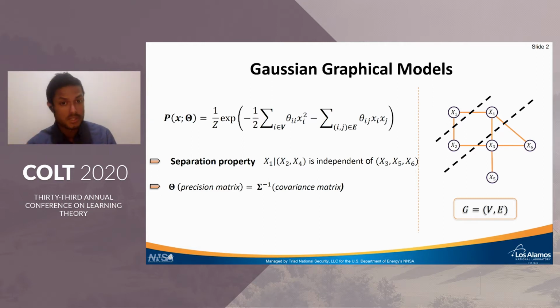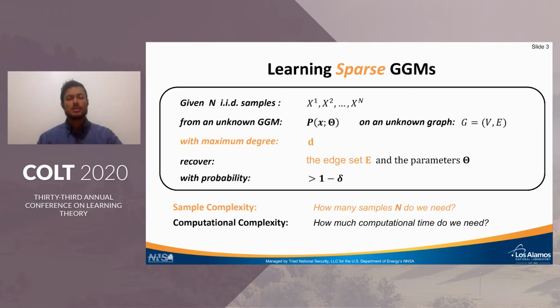The Gaussians are also special in that the precision matrix, which is the matrix obtained by collecting these model parameters theta, happens to be the inverse of the covariance matrix. Now that's all about Gaussians.